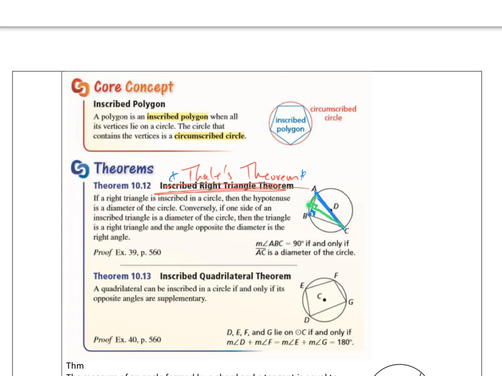So anyway, that's a special case of the inscribed angle theorem. If this chord happens to be a diameter, you'll always get a right angle there.